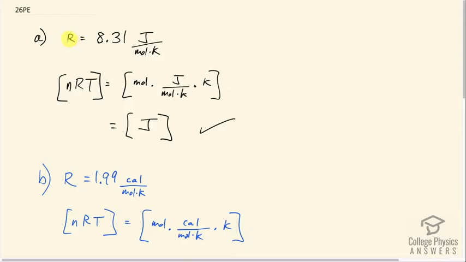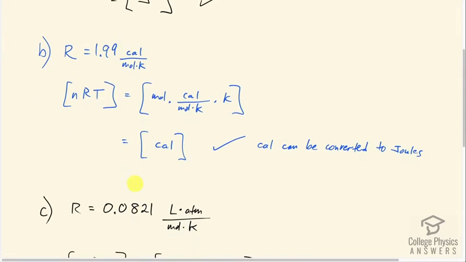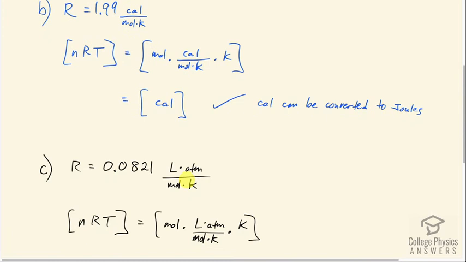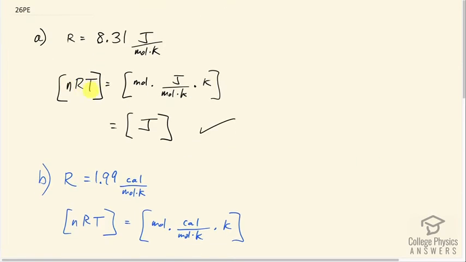We're going to show that the three different ways of writing the universal gas constant work out to units of energy for nRT. So if we assume that the universal gas constant is 8.31 joules per mole Kelvin, when we plug that into our nRT formula, n has units of moles, R is joules per mole Kelvin, and then T is always in Kelvin, and the moles and the Kelvins cancel, leaving us with joules. And so yes, this is energy.